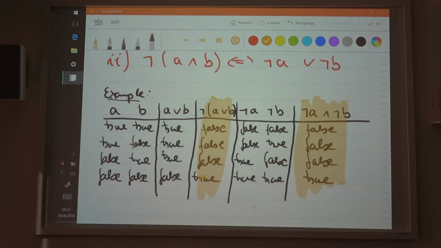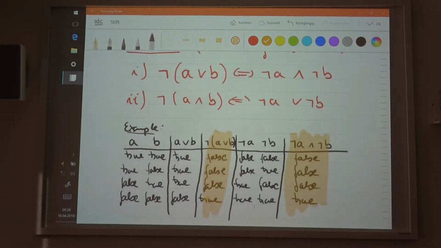I don't want to show the second one. Maybe you can do this as an exercise if you like. So this is actually how you demonstrate that the first law is true. The outcome is always the same, depending on the given input.